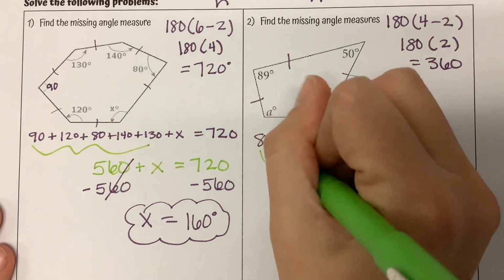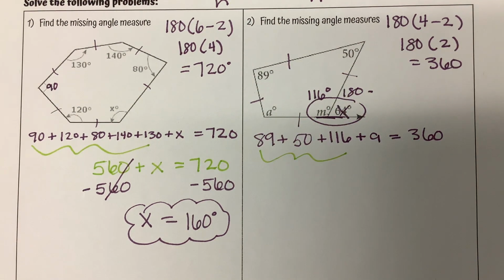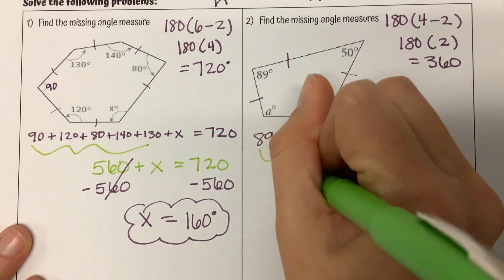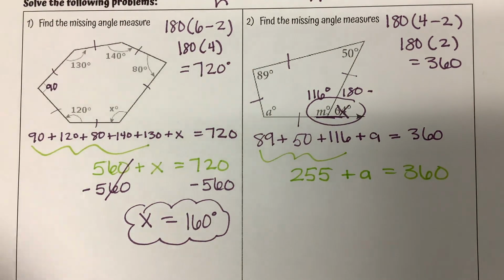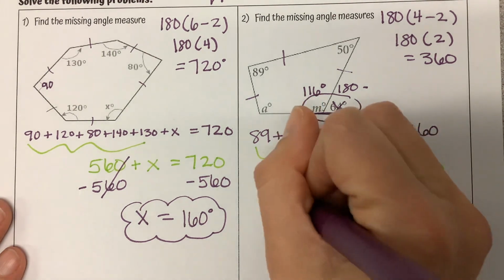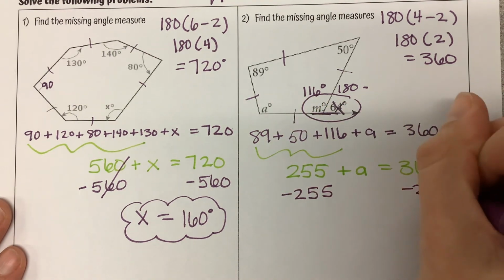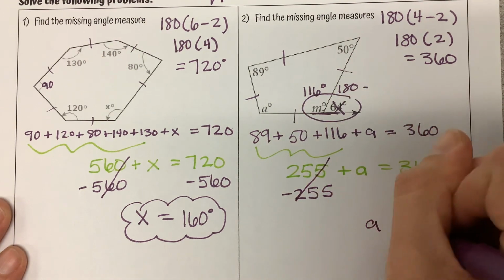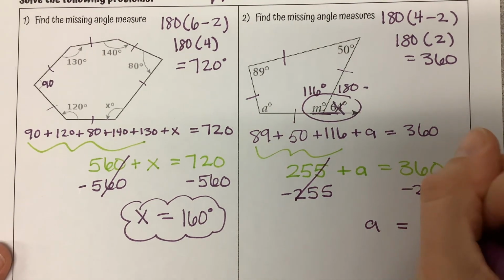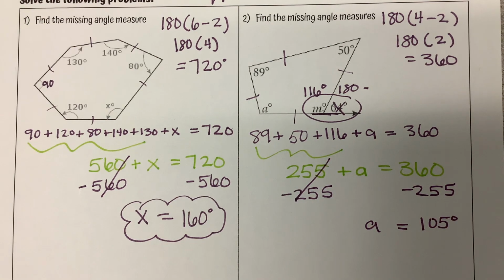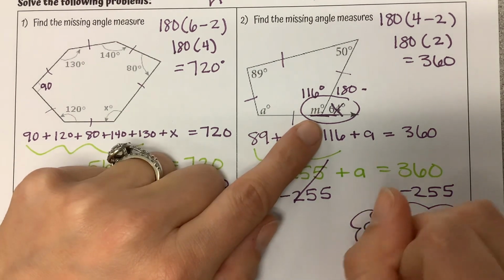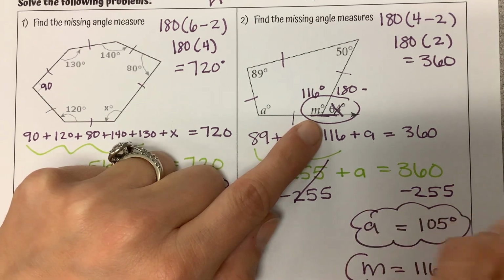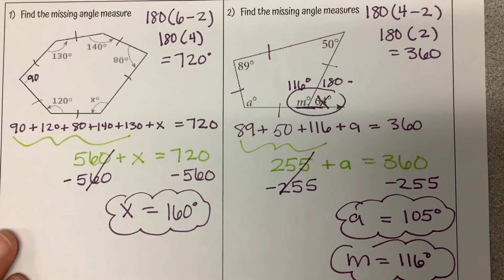Just like the last one, I'm going to simplify by adding the angles that we know. So 89 plus 50 plus 116, I get 255 plus A is equal to 360. And then again, we've got a basic equation. I'm going to get rid of this 255, subtract that from our total of 360, and we get that A is equal to 105 degrees. So A was 105, and M, which we already calculated before, was 116 degrees.